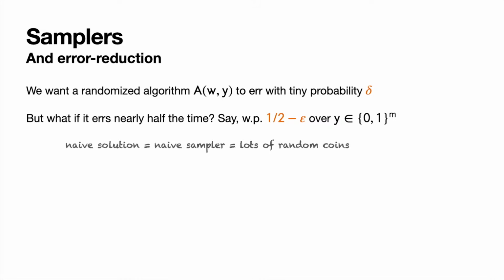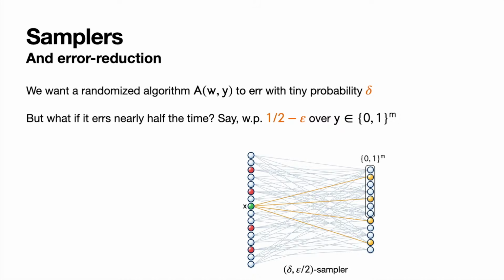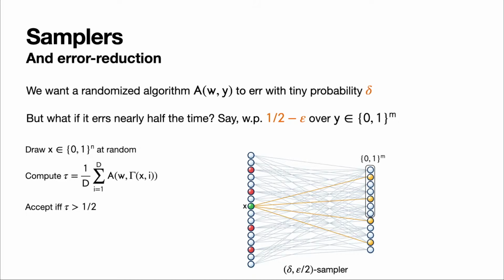So it feels like samplers were really tailored to that, and they really are, because just take a (delta, epsilon over 2) sampler, draw a left-hand side vertex at random, compute the algorithm, same input of course, but let the sampler tell you which randomness strings you need to use, and compute the average. If it's more than half, say X is in the language, and otherwise say X is not in the language.